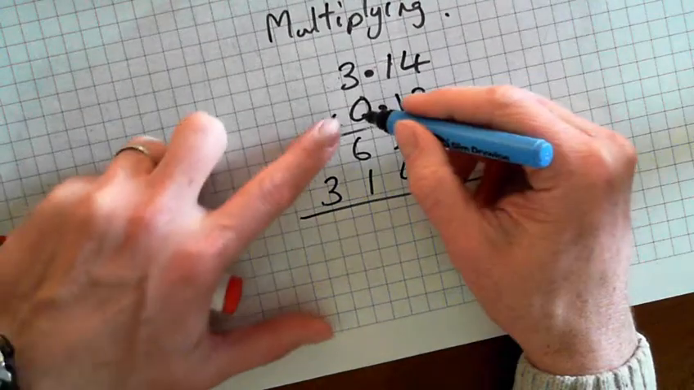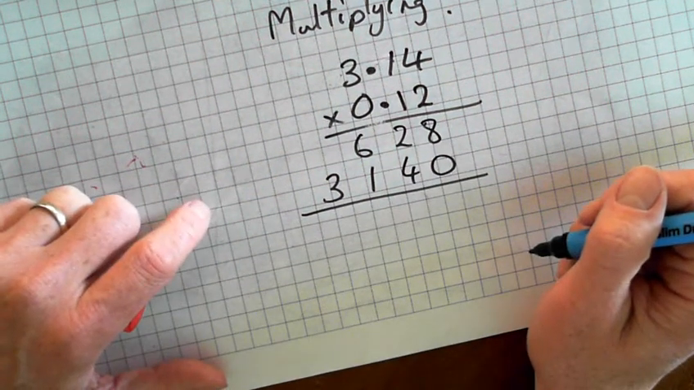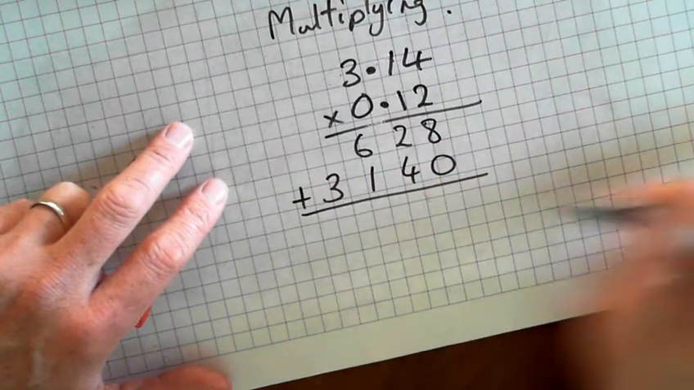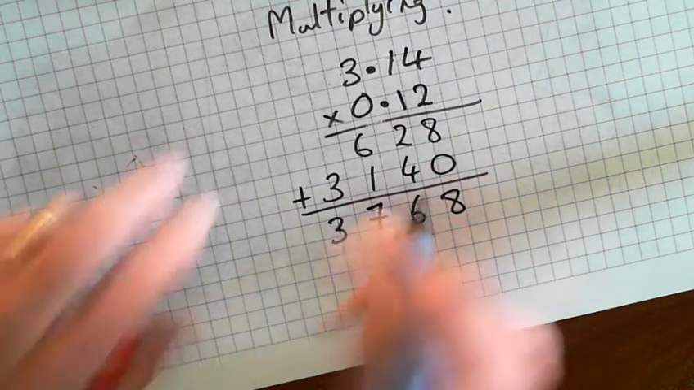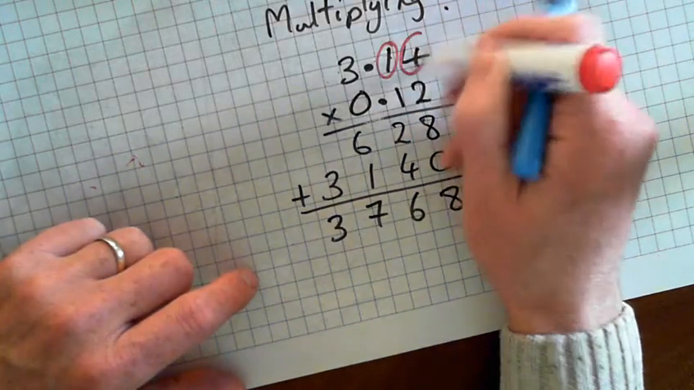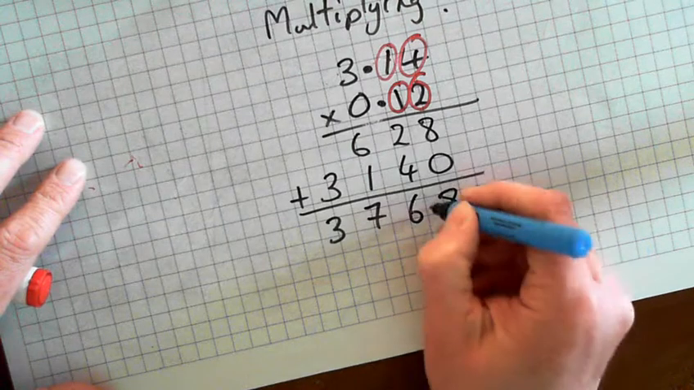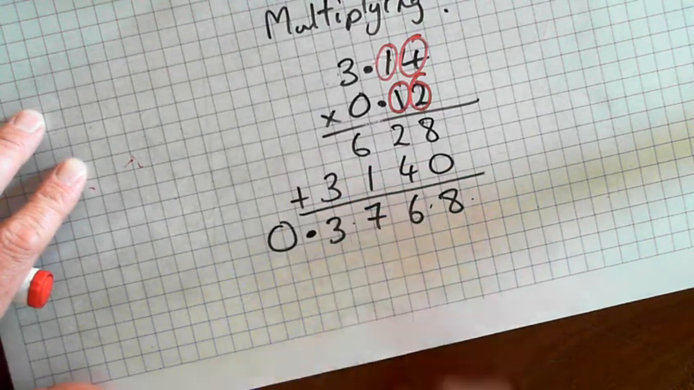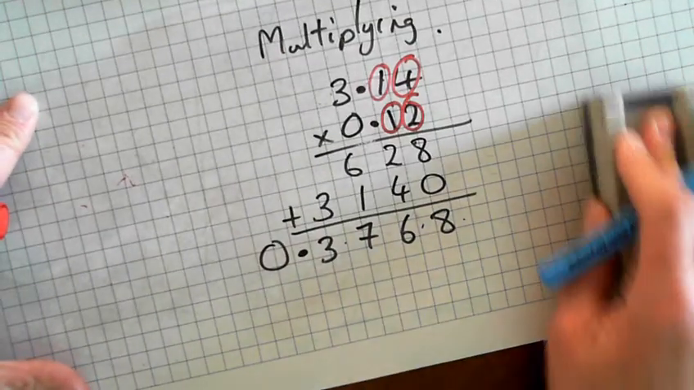Well, I'm multiplying by 0, and 0 times something is 0 anyway. Yeah, but if that's 1, you put 2 zeros. Yeah, that's right. So now we add. I'll do an example like that in a second. 8, 8, 6, 7, 3. How many numbers are to the right of the decimal point? 3. Start here. 1, 2, 3, 4. 0.368.